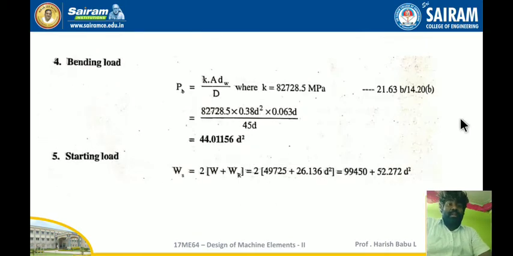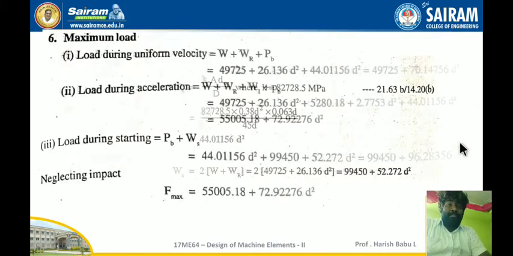So the bending load, PB, is equal to K into A, dw by D. So K is already given, that is 82728.5 megapascals, as specified in the equation. So substituting that, with area, dw and D taken from the table, I'm going to get 44.01156 D square. So the starting load will be twice the total load, that is 2 into W plus WR. So I'm going to get 99,450 plus 52.272 D square.